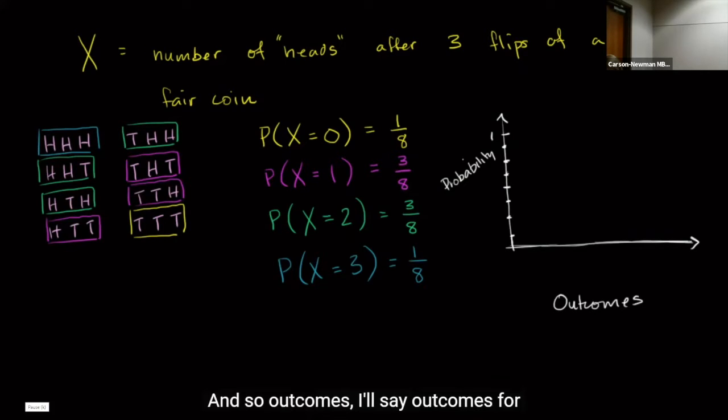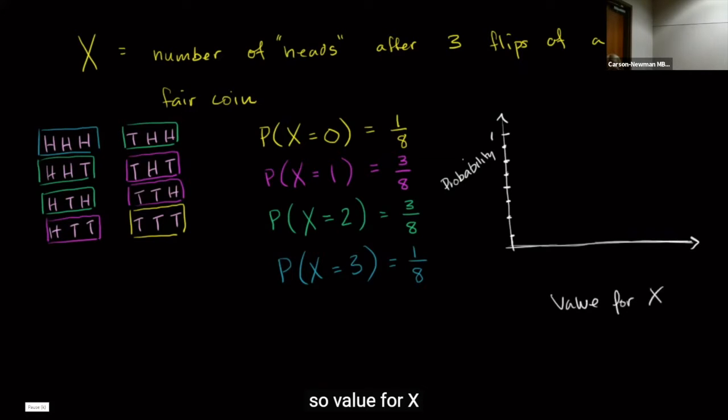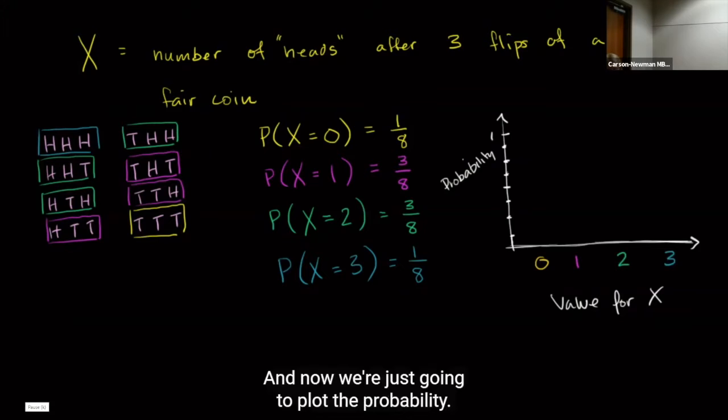So outcomes, let's write this. Values for x. X could be 0, x could be 1, x could be 2, and x could be equal to 3. These are the possible values for x. Now we're just going to plot the probability.